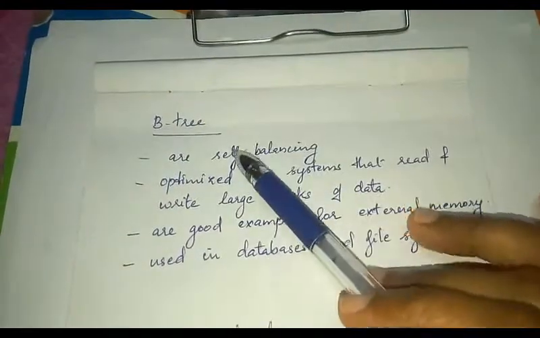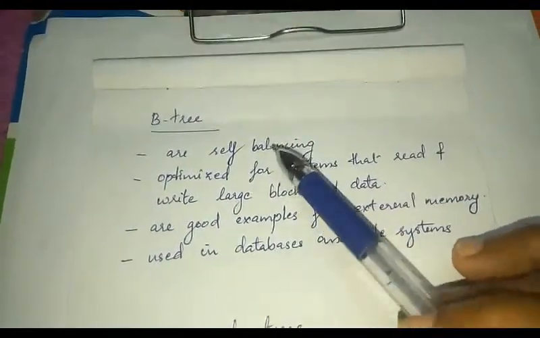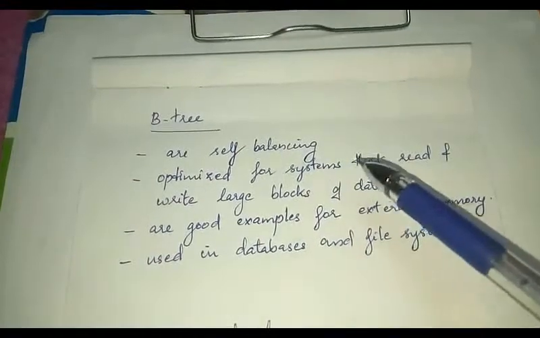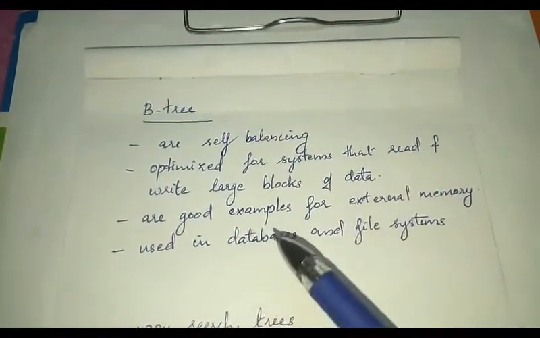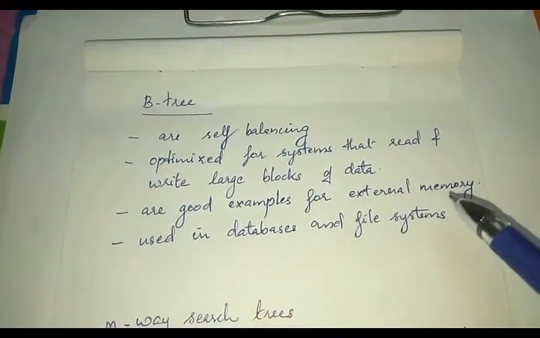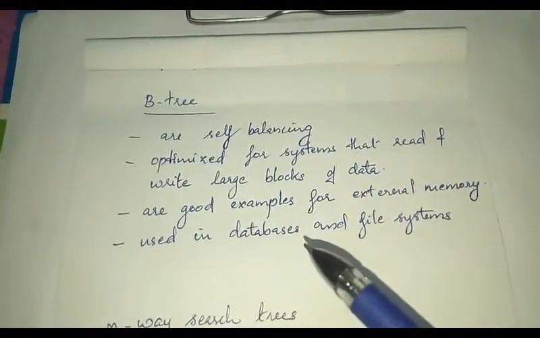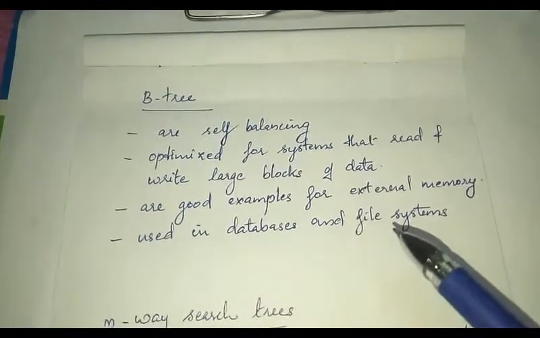B trees. B trees are self-balancing trees. They are optimized for systems that read and write large blocks of data. They are good examples for external memory. They are used in databases and file systems.